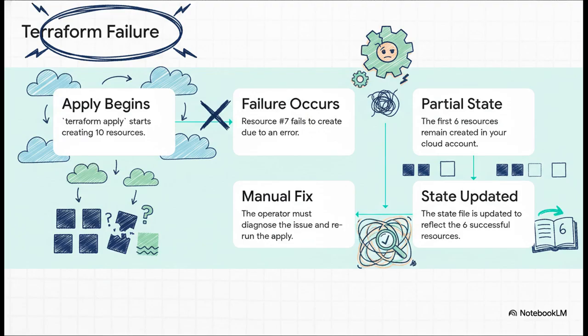Let's walk through that Terraform scenario. You're trying to create 10 servers. Server number 7 fails. What happens? Terraform just stops. The first 6 servers that were created, they're still there, up and running. And importantly, the state file gets updated to show that those 6 now exist. It's now up to you, the operator, to figure out what broke and how to move forward.